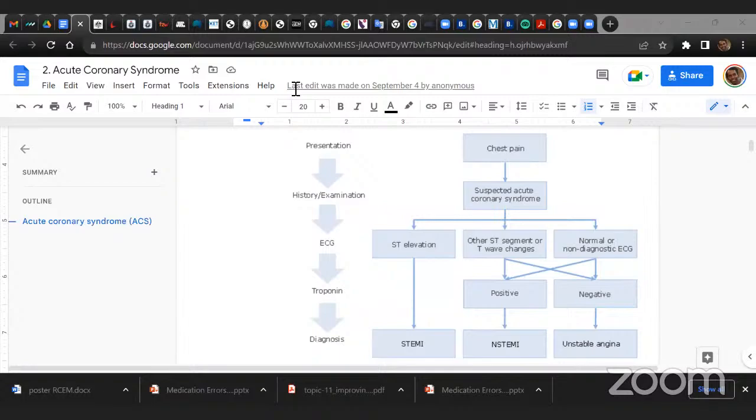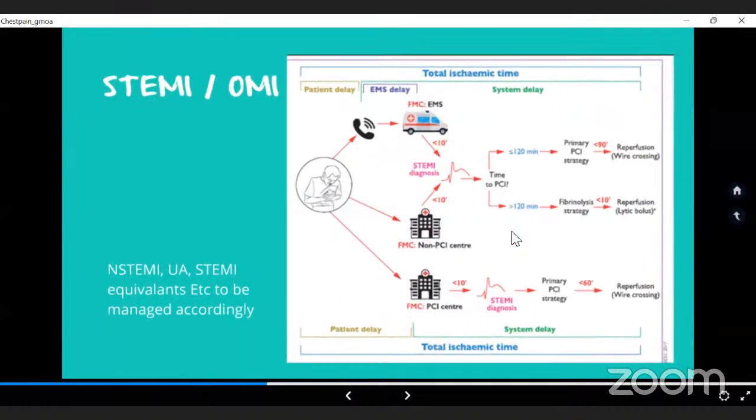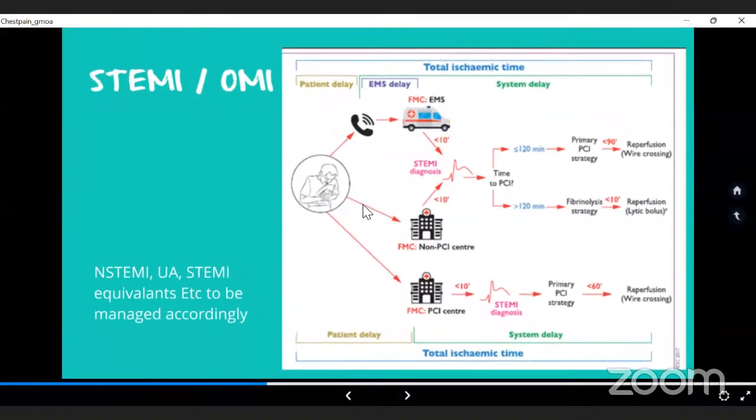Assume this patient is having an ST elevation myocardial infarction, so you need to go for urgent revascularization. That means the artery is blocked, you need to open that up. There are two ways of opening that up. Either you can give fibrinolytics like streptokinase, like tenecteplase. Like a blocked pipe in your house, you need to unblock it as soon as possible. This is time critical.